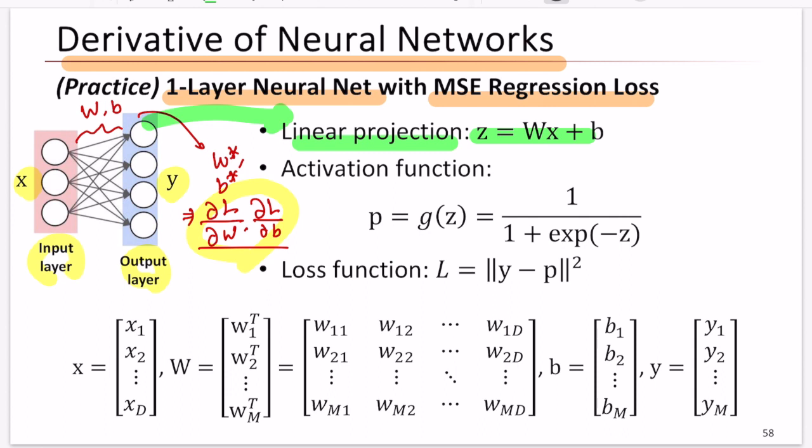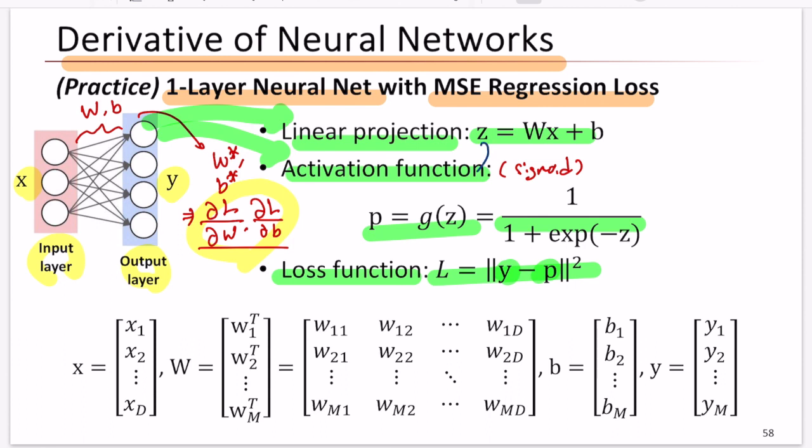And then, because this is a neural network, we have an activation function, in this case the sigmoid function. The activation is defined as P equal to G of Z, where Z was the output of the linear projection, and G of Z is equal to 1 over 1 plus exponential minus Z. Then finally, we need a loss function, which was the MSE regression loss, where Y is the ground truth data and P is the output after the sigmoid function. So it should be connected like this.